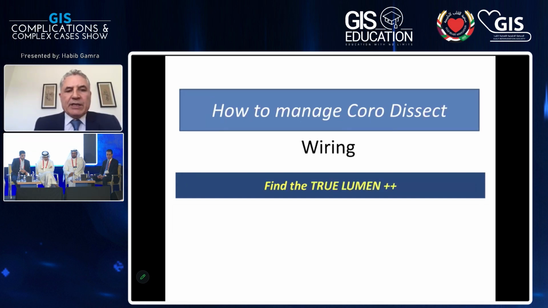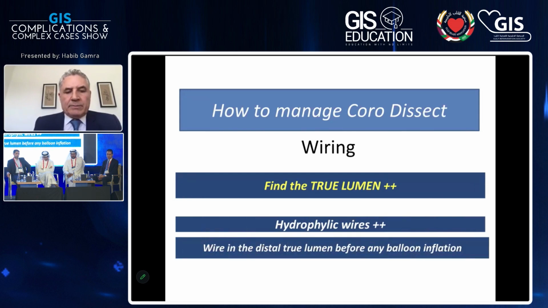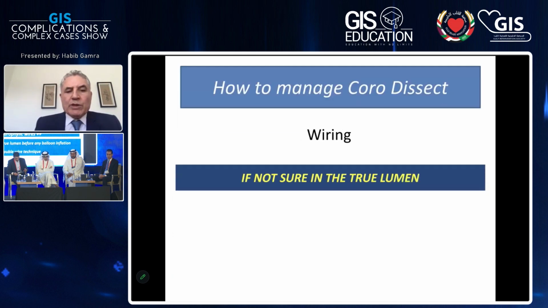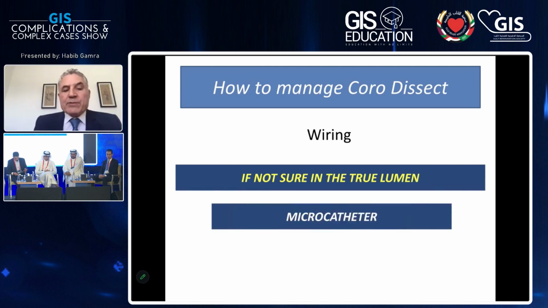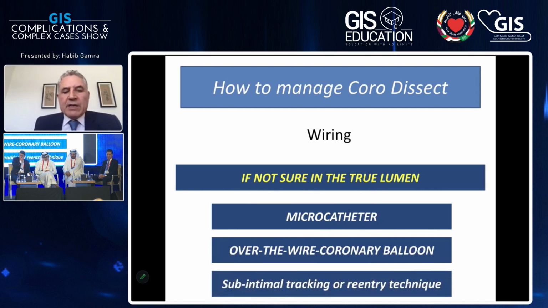Now, wiring is the key part of managing these patients. Do your best to find the true lumen. A delivery catheter perhaps would be better, wiring the distal true lumen and being sure you are in the true lumen before any balloon inflation. Sometimes the double wire technique would help. If we are not sure of the true lumen, perhaps the use of a microcatheter or over-the-wire coronary balloon to inject might be an option. But again, we have to be very, very careful with contrast injection.